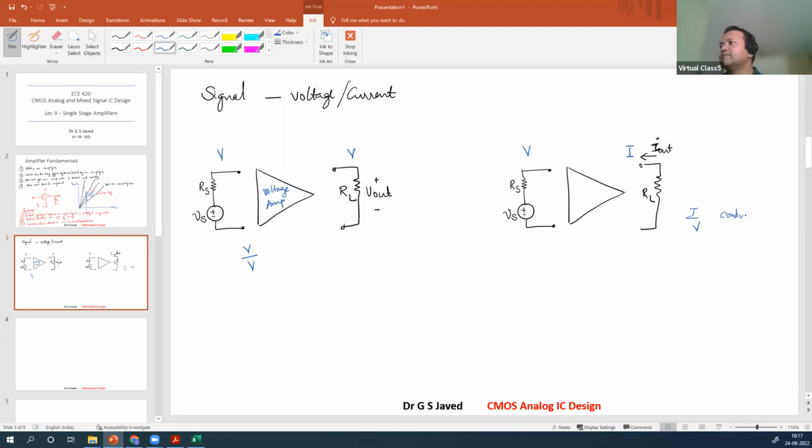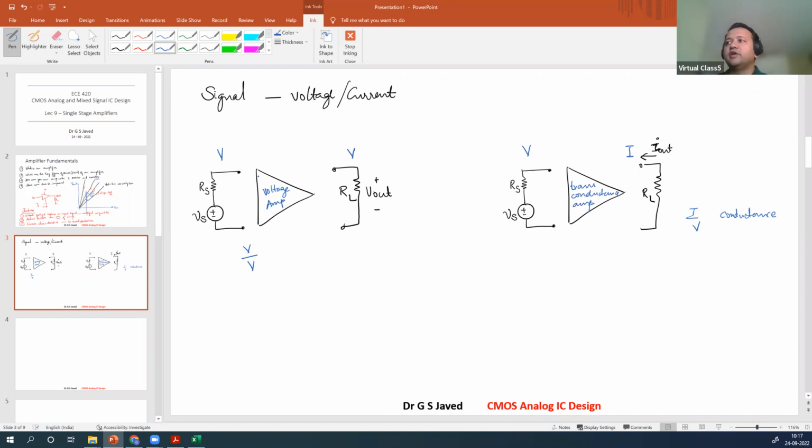Conductance, right? So this way it is called a transconductance. It is a transferring. So transconductance amplifier. Okay.